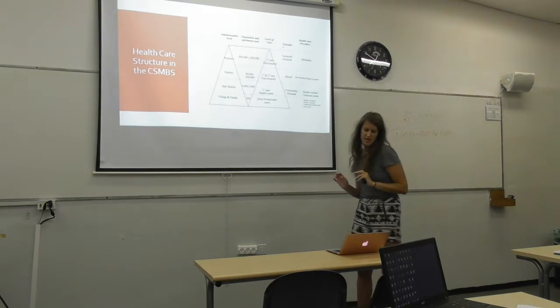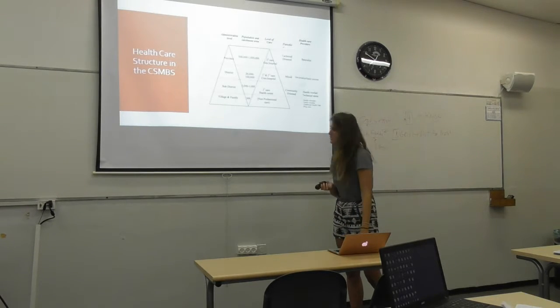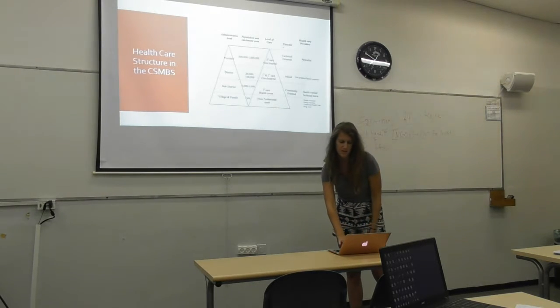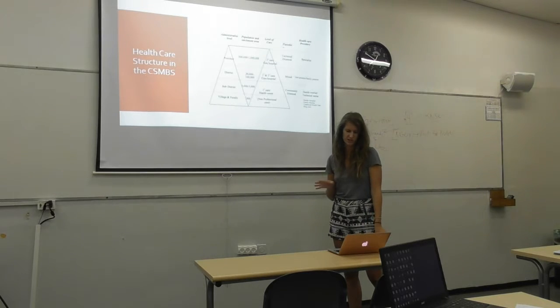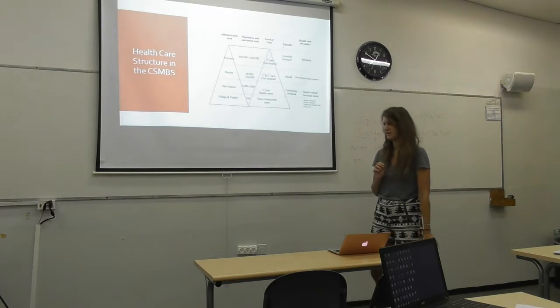So it's administered by the Comptroller General's Department, and it's, again, funded by general tax revenue, and it covers about 4.41 million people who are eligible for it, and you are eligible for it if you are a civil servant, a permanent employee, a pensioner, or a dependent.